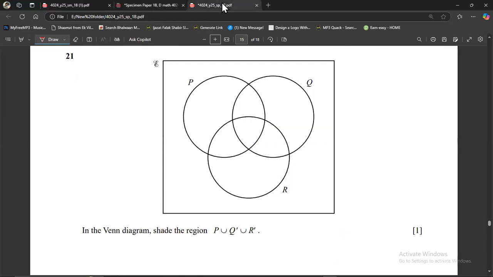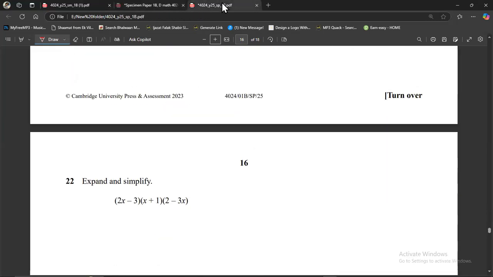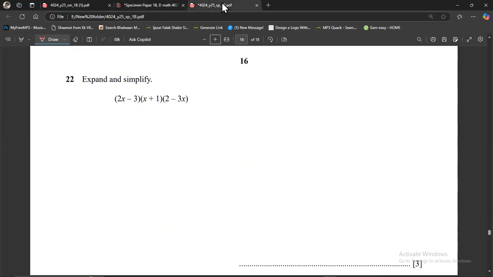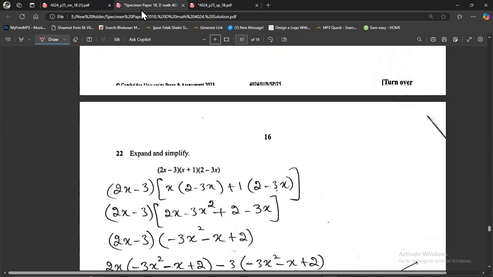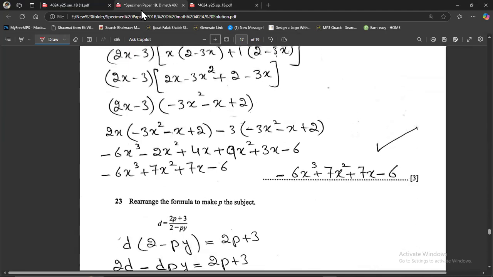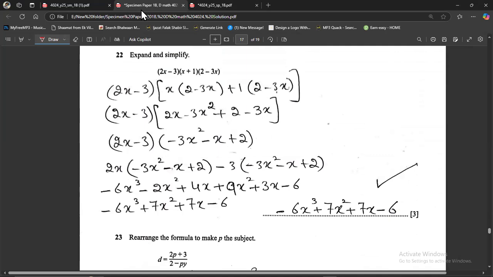So then we have question number 22. It's a 3 marks question. Here we have 3 brackets. They are multiplying with each other. He says expand and simplify. So what I'm going to do, I'm going to multiply first of all 2 brackets, and its answer will be multiplied with the third bracket. So I'm going to multiply the second and the third bracket with each other. I will put the square brackets around their answer, and then they will be multiplied with the first bracket.